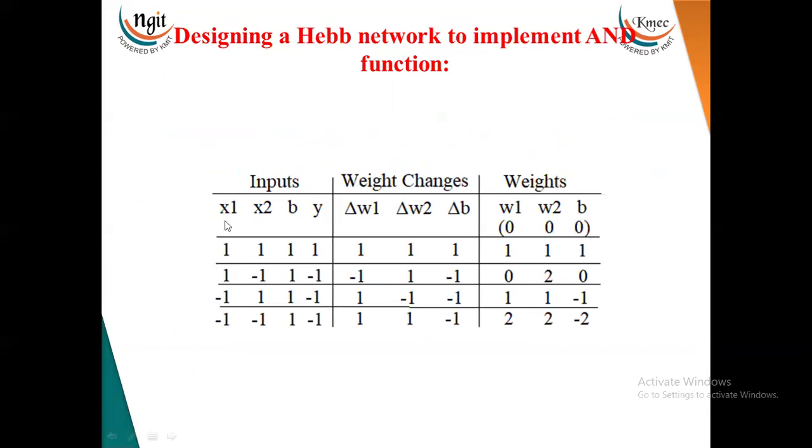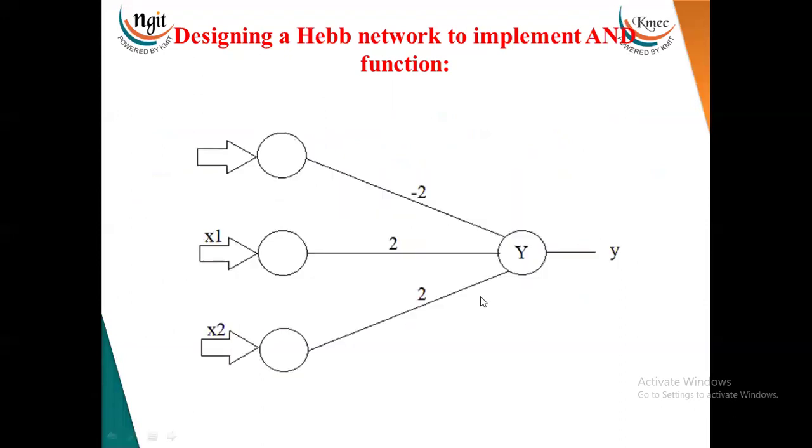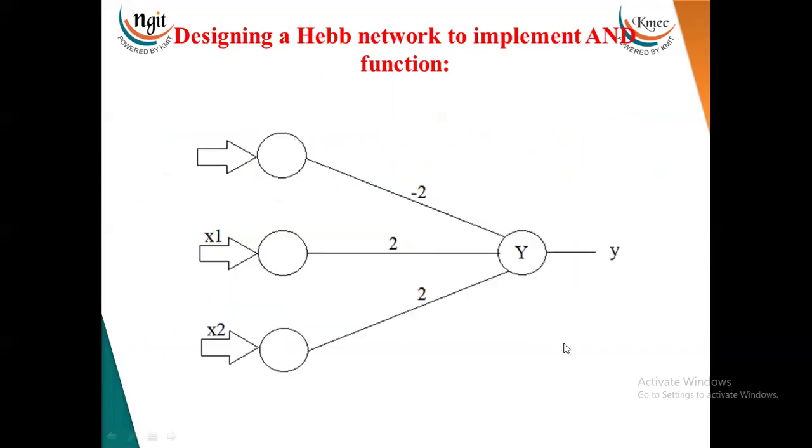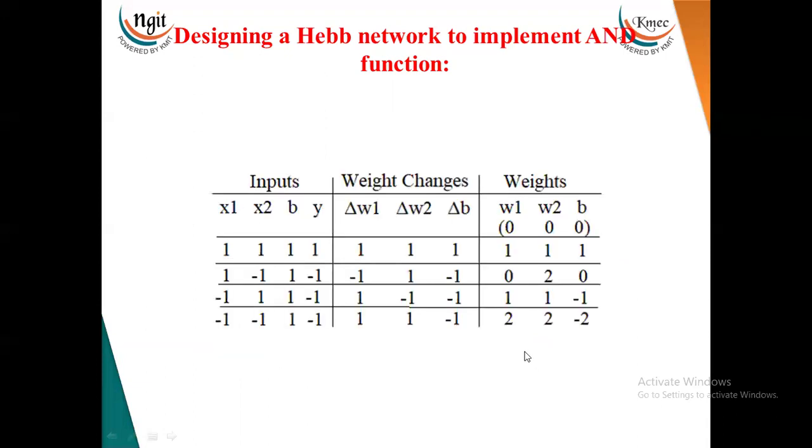So what I'll get here: x1, x2, b and y, the changed weight, new weight 1, new weight 2 and delta b. Finally, these are the values. This can be calculated using the Hebb network. This is the final one. Here you have to use these particular values: x1, x2, with -2, 2 and -2. When I take -2, 2 and -2, the output of y is 1. Okay, your target y is 1.